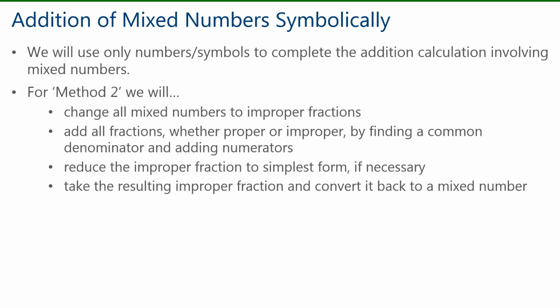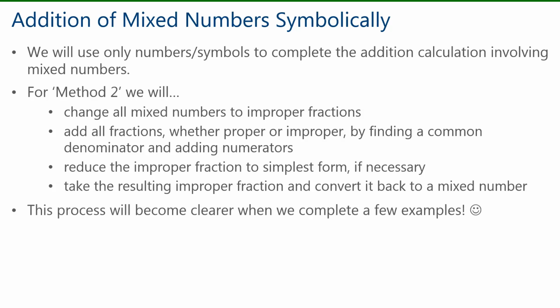Take that resulting improper fraction and convert it back to a mixed number. If you're given mixed numbers in your question, then your answer should also be a mixed number, unless told otherwise. And of course, this process will become clearer when we complete a few examples. So here we go. Let's add the following. In A, we have 2 1/5 plus 1 3/5.